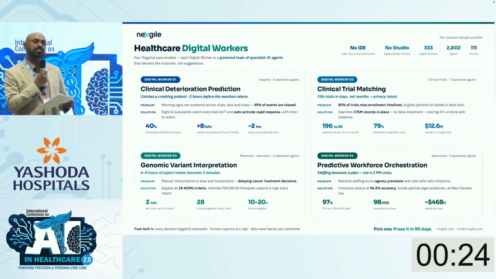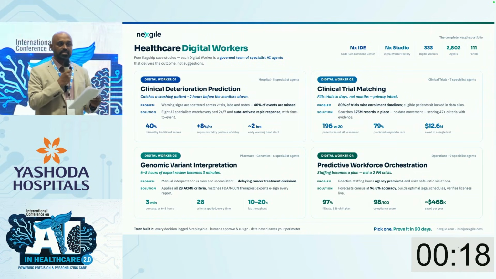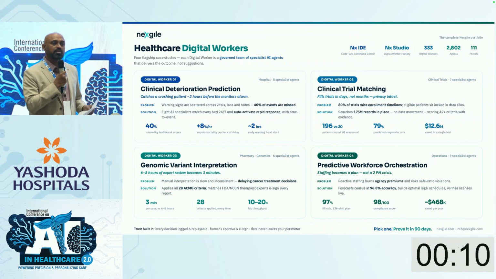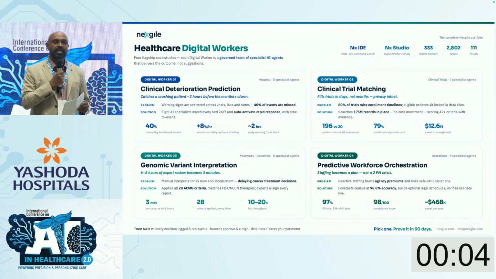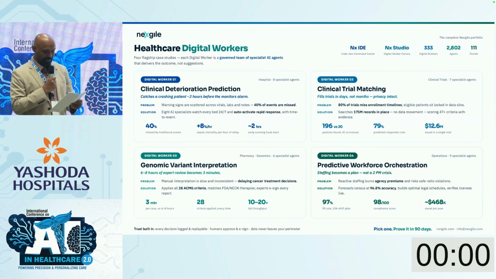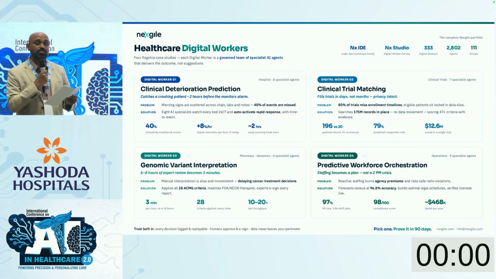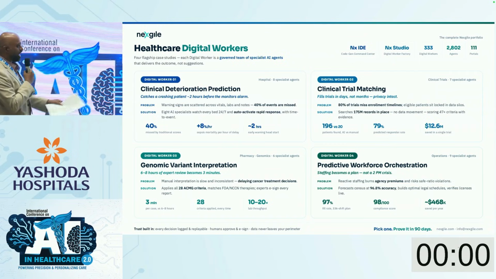We have a specialist digital worker who can drive this entire process, identifying the right patient, and also recruiting the patient and ensuring that the formalities are properly completed. So in this particular case study, our digital worker was able to recruit 196 patients versus 20 patients manually done by the traditional process. There is a lot of saving in terms of dollars, close to $12.6 million saving in this particular clinical trial. Same way, I'll take another minute.